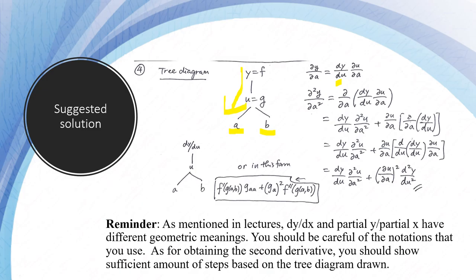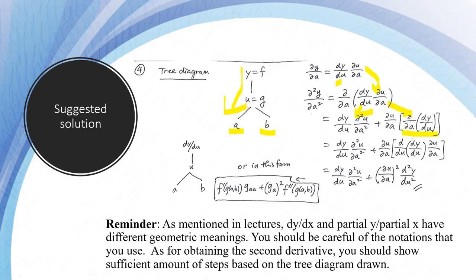Then we can plug this first derivative into the second derivative. We can separate this into two parts. The first part is dy over du times partial squared u over partial a squared. The second part is partial u over partial a times partial over partial a of dy over du.